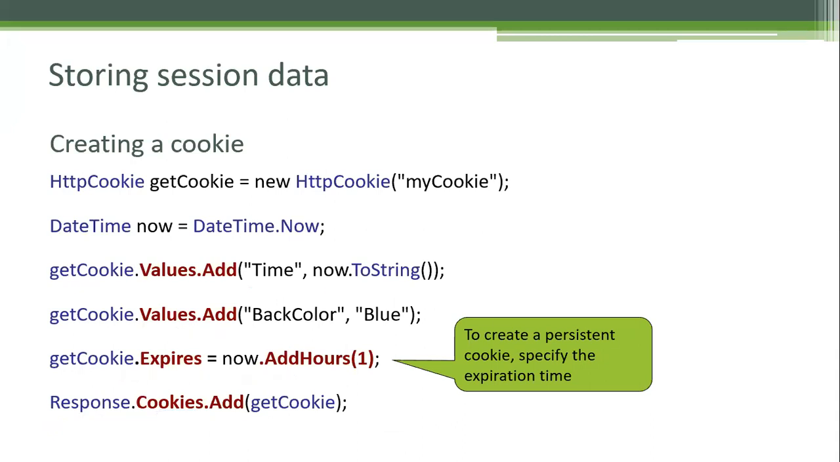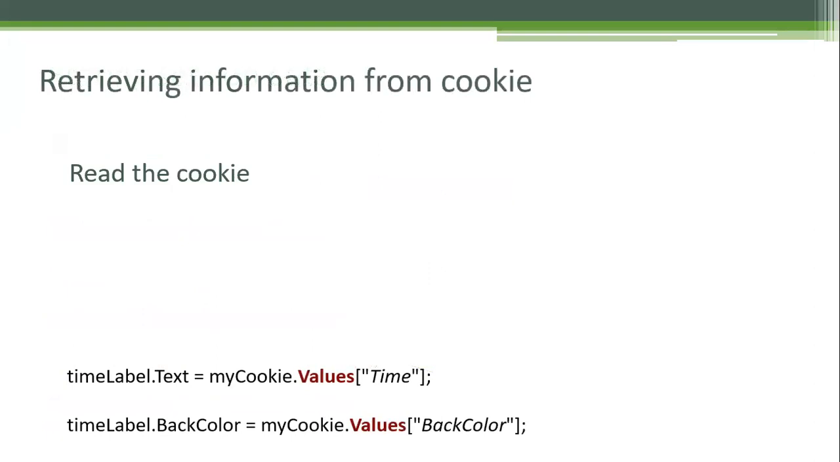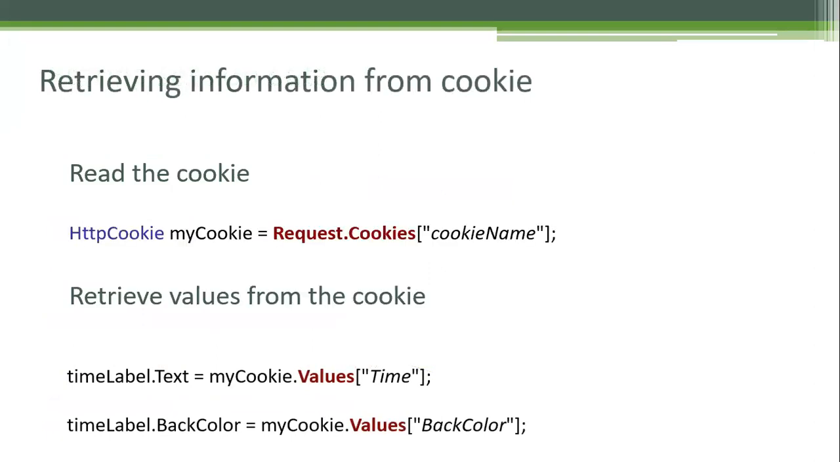Okay. So this is about cookies. To read it, HttpCookie myCookie = Request.Cookies. So from the request, we can read the cookies as well. We can give the name. To access it, myCookie.Values of time, myCookie.Values of BackColor.